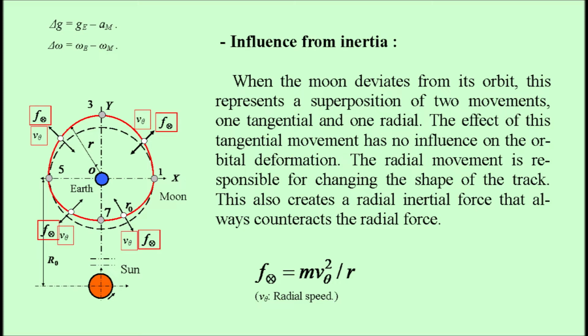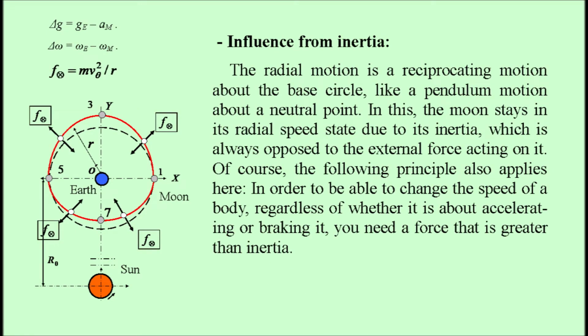Influence from inertia. When the Moon deviates from its orbit, this represents a superposition of two movements, one tangential and one radial. The effect of the tangential movement has no influence on the orbital deformation. The radial movement is responsible for changing the shape of the track. This also creates a radial inertial force that always counteracts the radial force. The radial motion is a reciprocating motion about the base circle, like a pendulum motion about a neutral point. In this, the Moon stays in its radial speed state due to its inertia, which is always opposed to the external force acting on it.